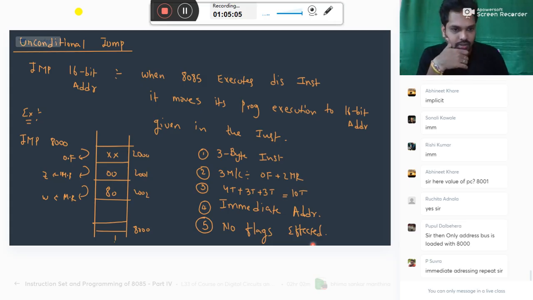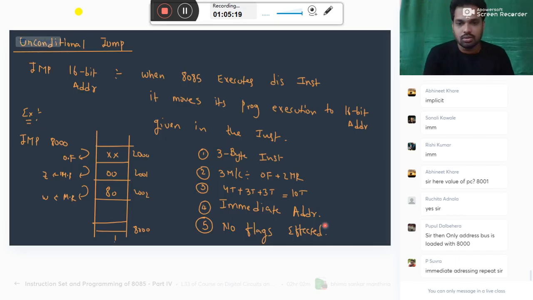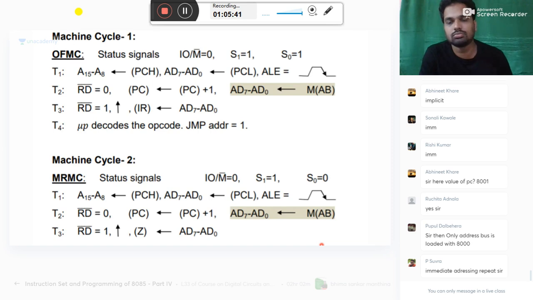I did something somewhere. Let me check where it is. I think I loaded something wrong. Okay, let me load it. Just go through it.